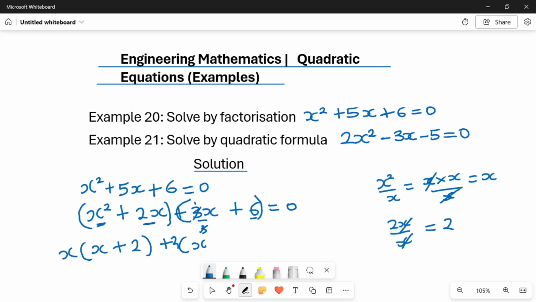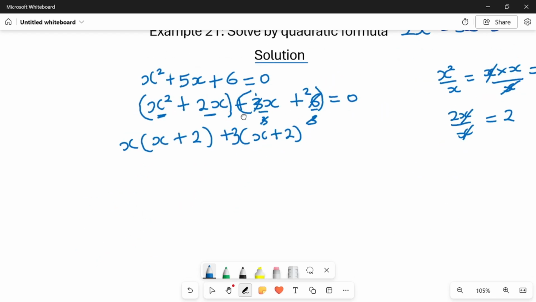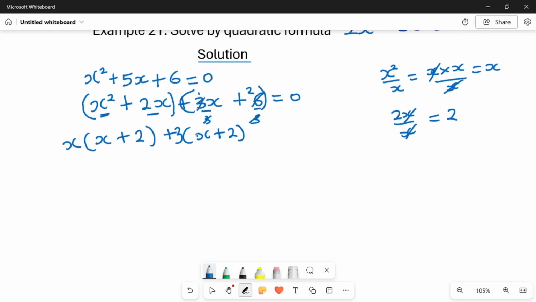Let's write our 3 here. And we also know that 3 can go into 6, get 2 plus what? 2. Alright. So we'll be left with what? We're left with x. We'll write this now. x plus 2, they are common. So we'll write it inside one bracket. x plus 2, then x plus 3 is outside. x plus 3, which is equals to what? 0.